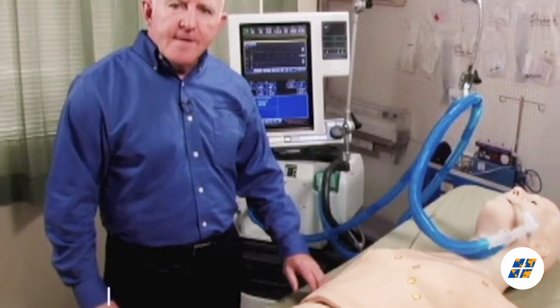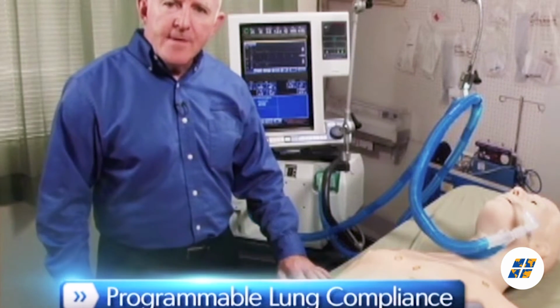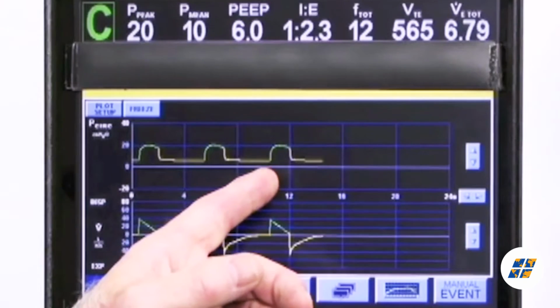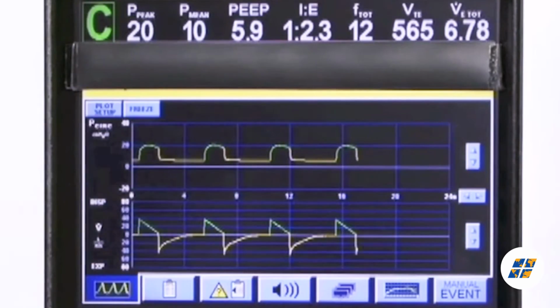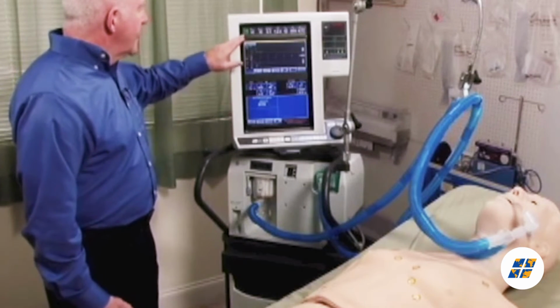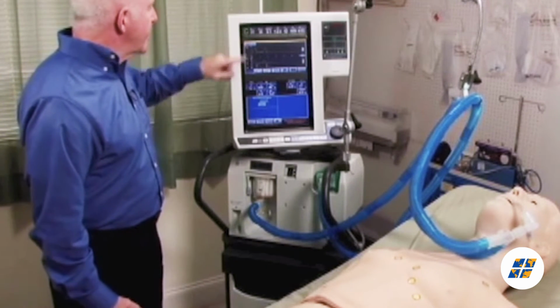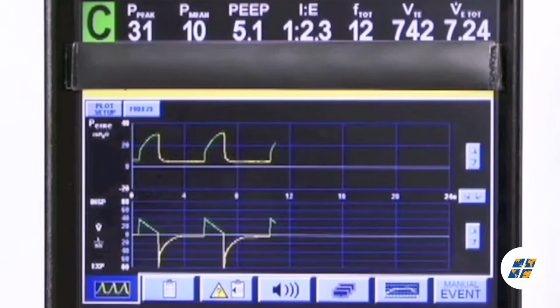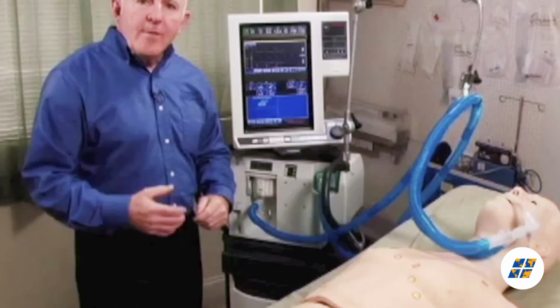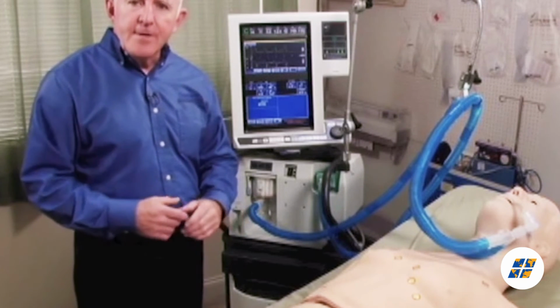HAL's lung compliance, as mentioned, can be set from normal to very stiff or very loose. We presently see HAL on a setting of PEEP of 5, peak pressures of 20, with a set tidal volume and assist control mode of 550. Now, if we make the compliance very low or make the system very stiff, we'll notice an increase in the relative parameters, a peak pressure of 31, 33. All this is being done while the mannequin is still operating in full scenario mode.